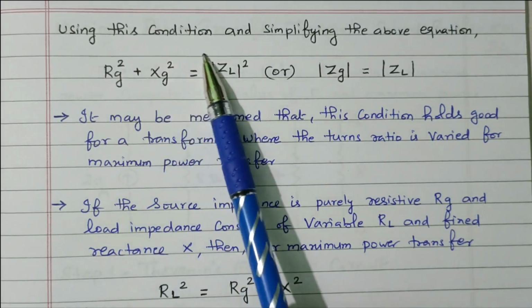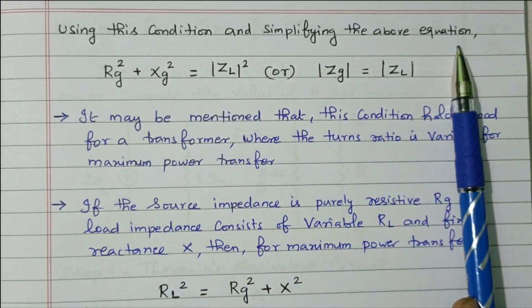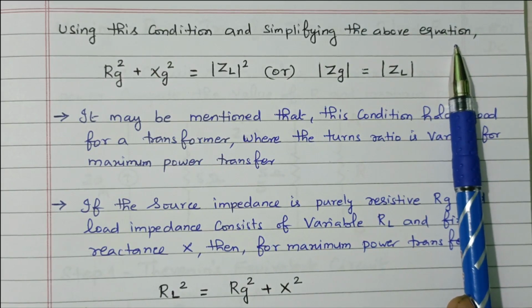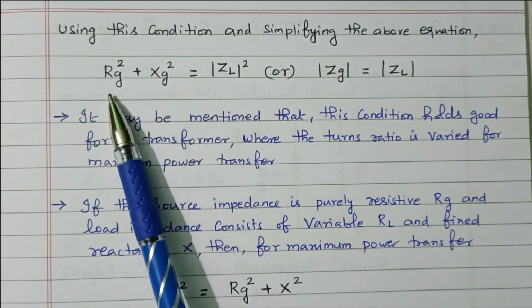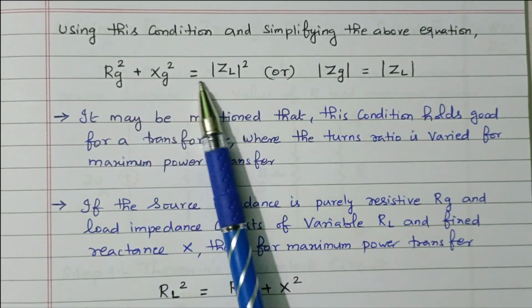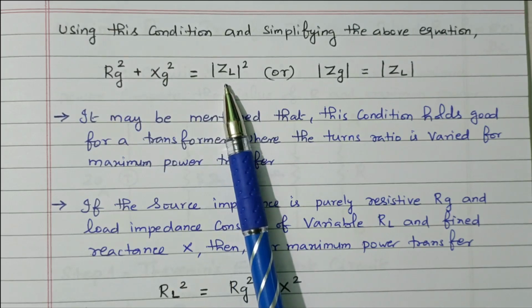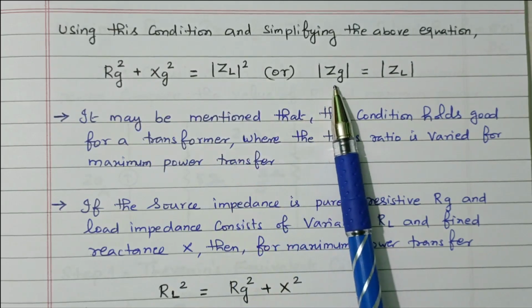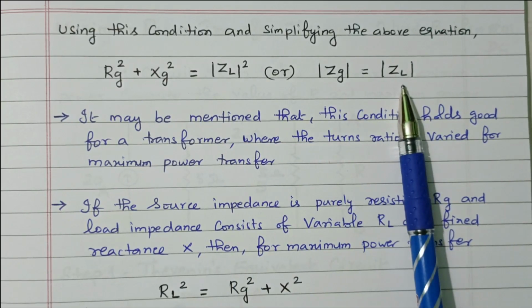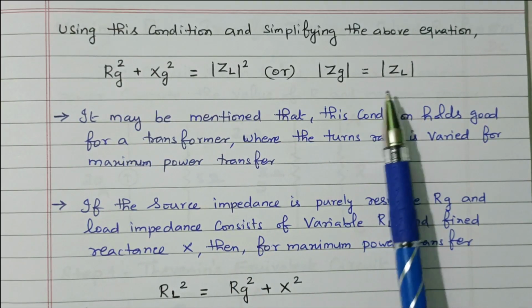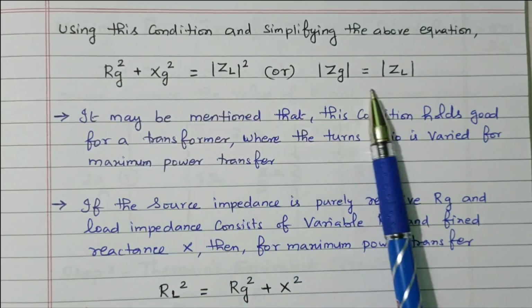Using this condition and simplifying the above equation, the simplification is not given, directly the expression is given. Rg square plus Xg square equals the magnitude of ZL square. That is, the magnitude of ZG equals the magnitude of ZL, right? So the derivation is not given, the expression is given directly.